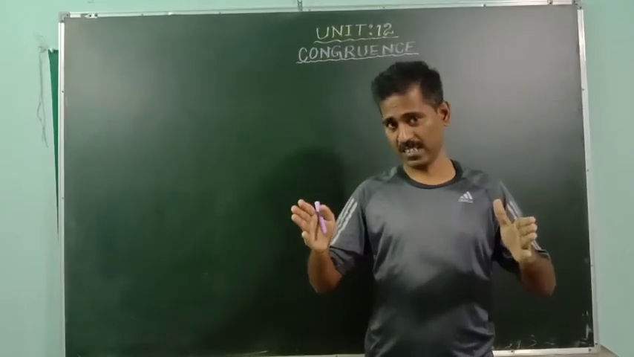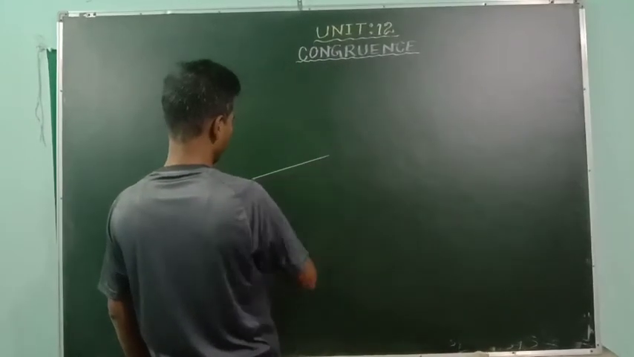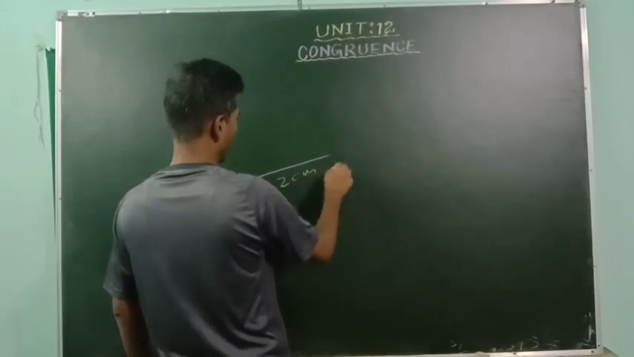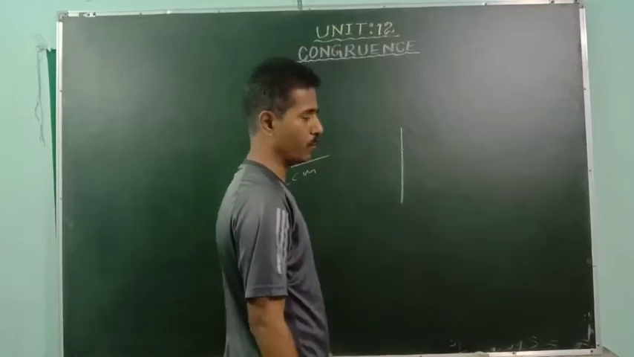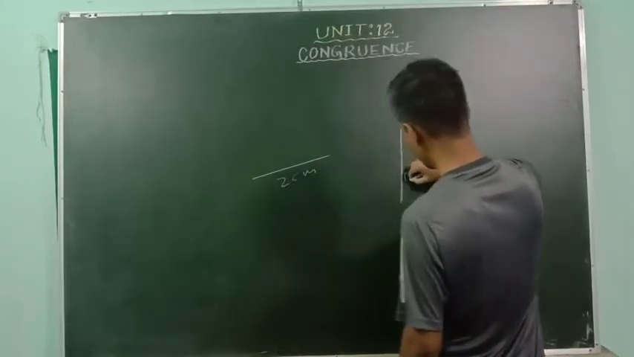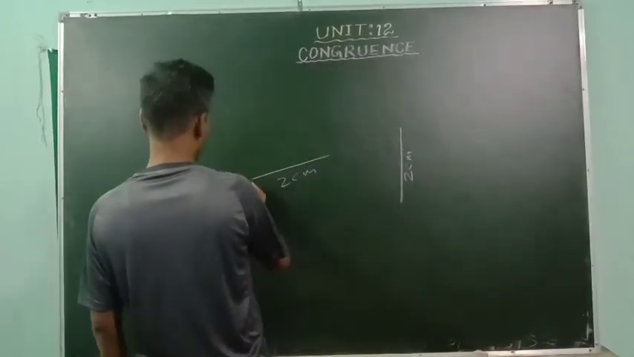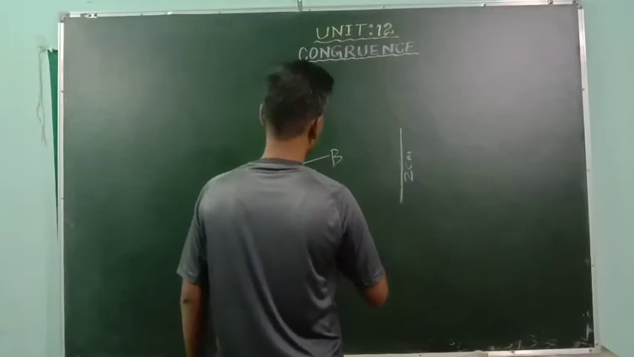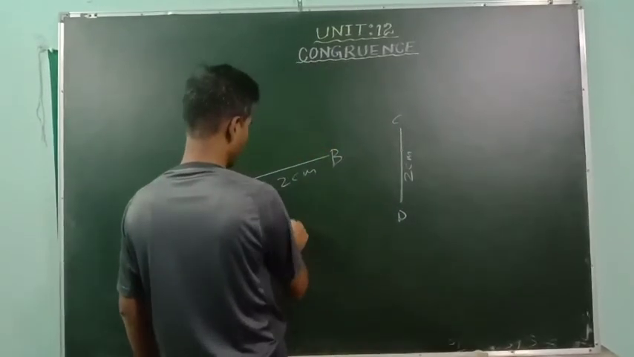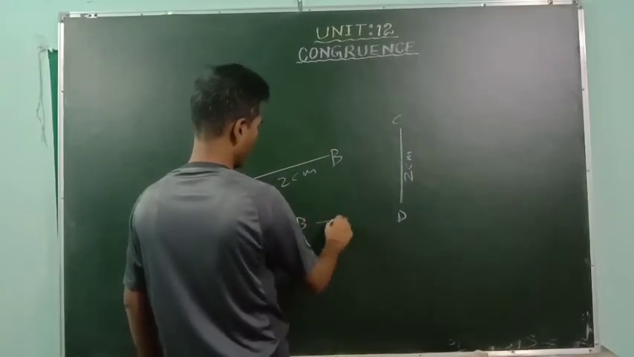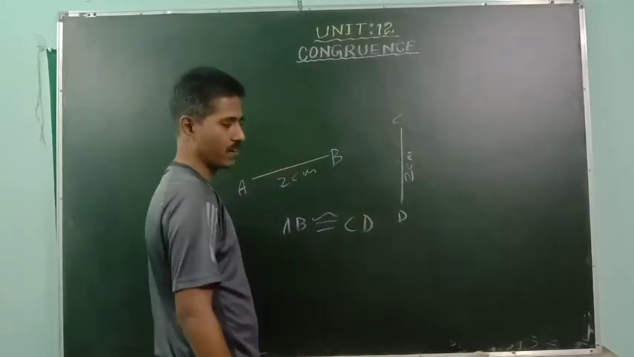Now, congruence in case of line segments: two line segments are said to be congruent if they are of the same size. Say this is a line segment of 2 cm, and this is another line segment; whether they are vertical or horizontal is not a matter at all. If they have the same length, that is 2 cm, then line segment AB and line segment CD are said to be congruent. We can write AB congruent to CD.